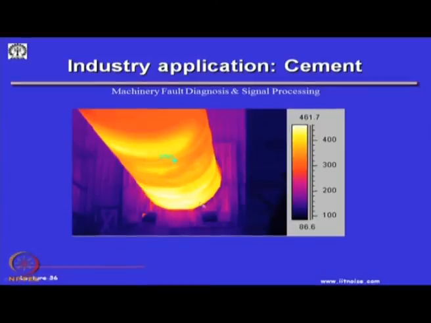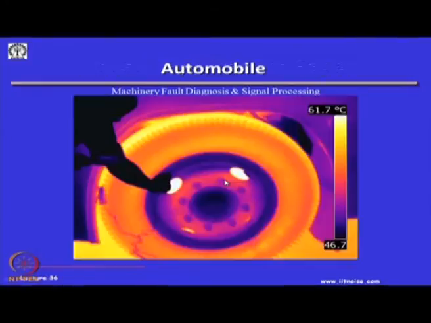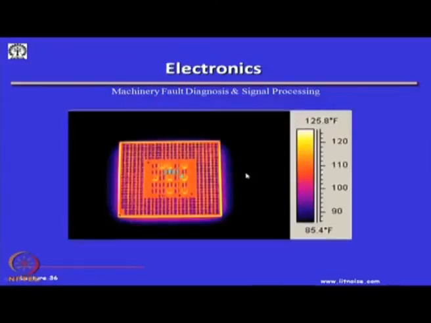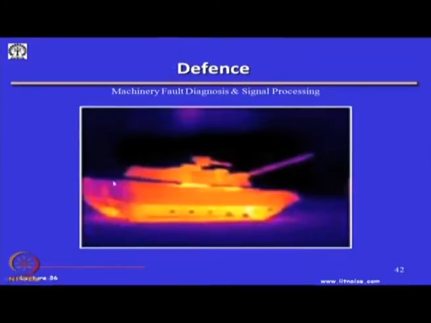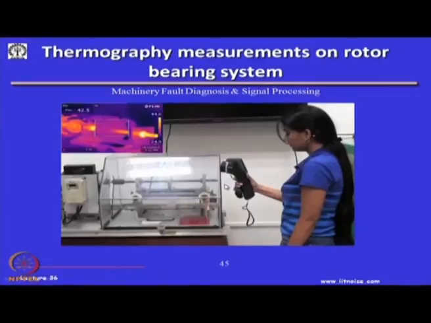So, all these kinds of things can be done with thermal imaging, and this is another example wherein in a cement plant you can see the kiln becoming hot. In a paper mill you can see the rolls getting hot. These are the brake drums which have become hot. This is from electronics, you can see the IC chips going hot. Defense, coal mines; some of these figures are from the FLIR website, as I am mentioning to you.